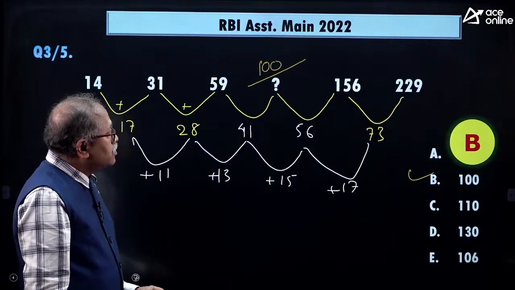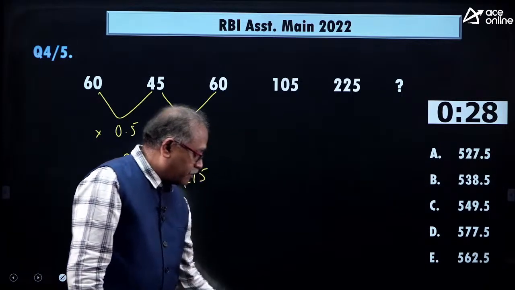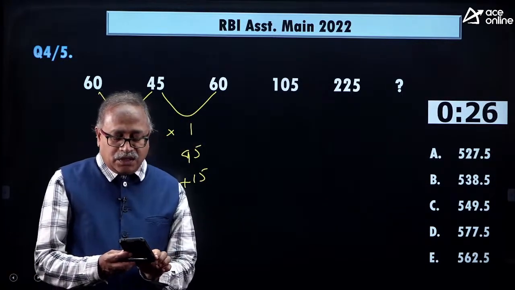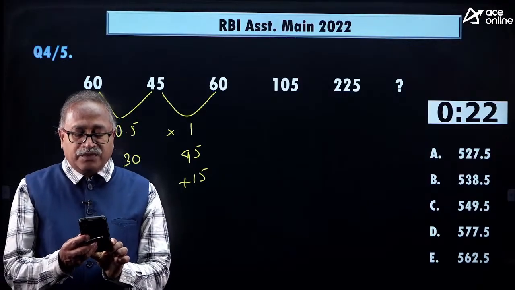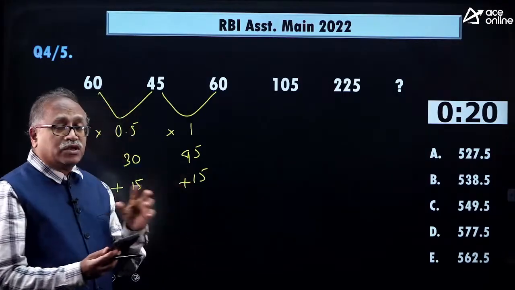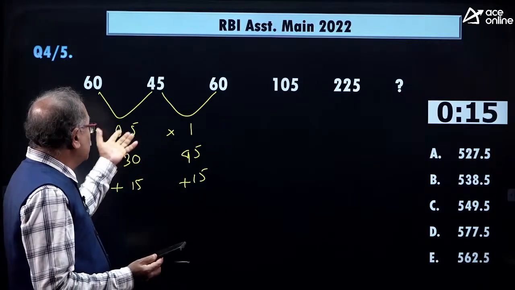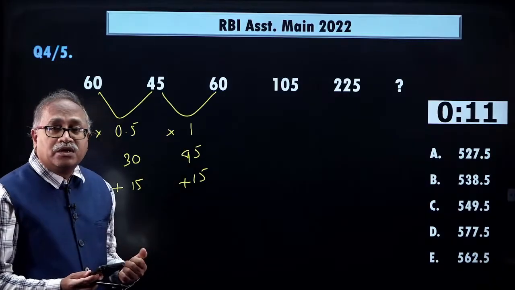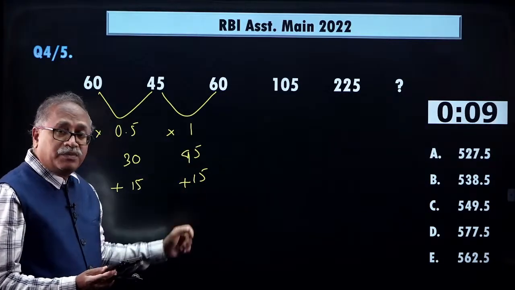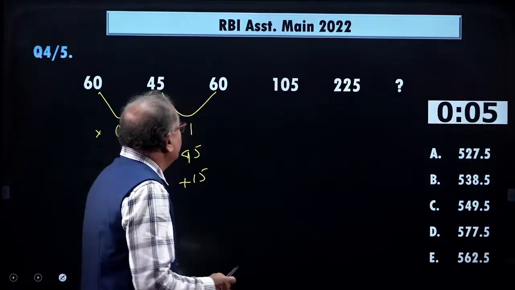So, you have got the clue over here. Okay, I didn't give the time. Let's take your time, and I am sure that some of you will understand how we logically think that here times 0.5 plus 15, I saw that times 1 plus 15, that is 45 plus 15. So, let's answer the question here.